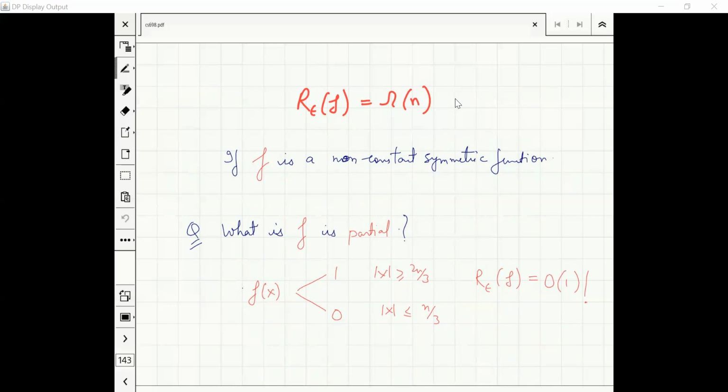Now, coming back to what we wanted to say, this is only true for total functions. Because take a simple example: suppose f is partial, where if Hamming weight is more than 2n by 3, then I answer 1. If Hamming weight is less than n by 3, then I answer 0. And it's very easy to see that the randomized query complexity of this function is constant. You just toss a few coins. If you see more than half ones, you answer 1. If you see less than half ones, then you answer 0. And that will succeed with high probability.